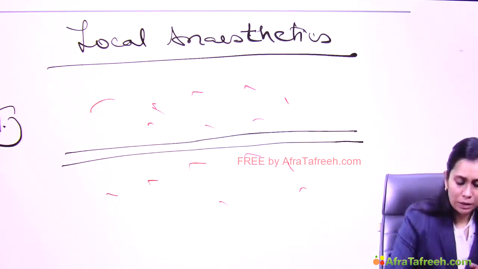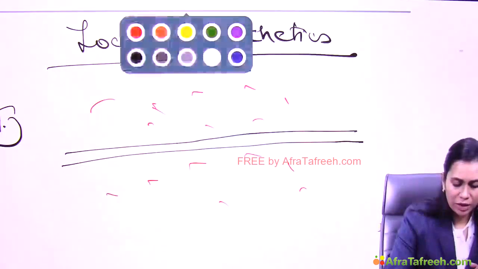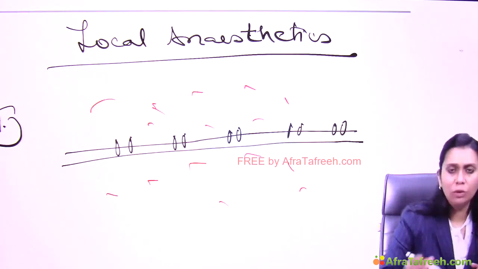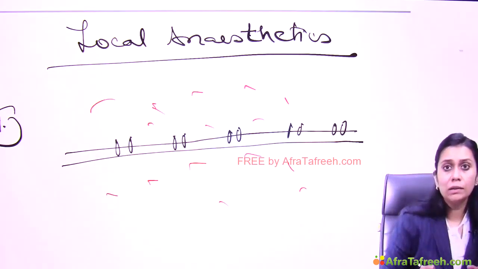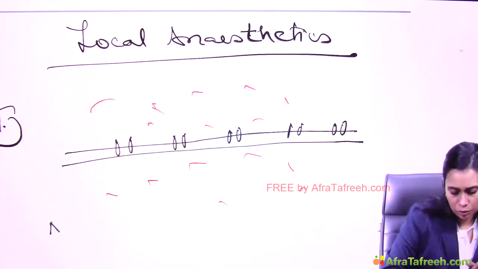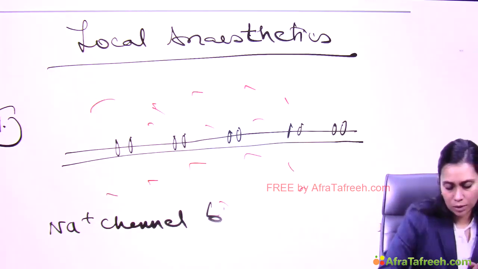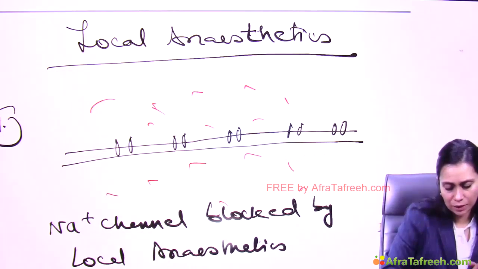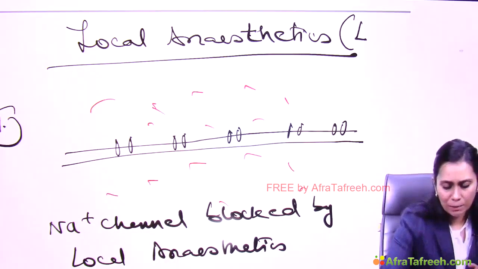Guys, there are so many voltage gated channels on the nerve fibers. Sodium channel, chloride channel, potassium channel, so many channels. Local anesthetic primarily blocks the sodium channel. So, the sodium channel is blocked by local anesthetic, right? Sodium channel is blocked by local anesthetics. For local anesthetic, I may write LA.